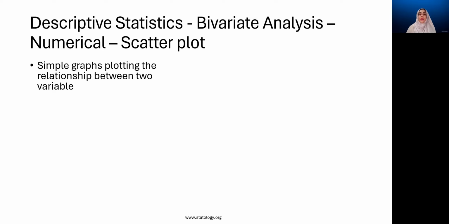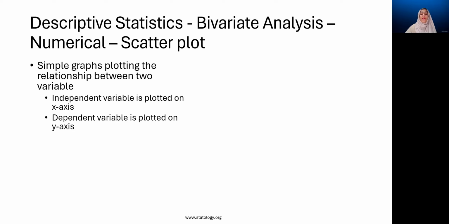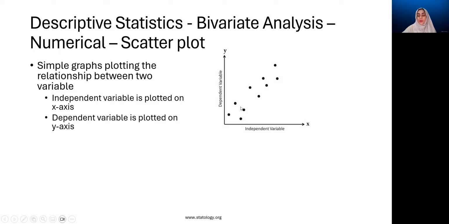The scatter plots are simple plots which show the relationship between two variables. And for that, we plot one variable on the x-axis, which is the independent variable, and the dependent variable is plotted on the y-axis. Here you see one example of the scatter. The actual data points are plotted as dots on the plane. So here, the values of the independent variable are presented on the x-axis, and the values of the dependent variable are presented on the y-axis. These are the actual data points in your dataset.